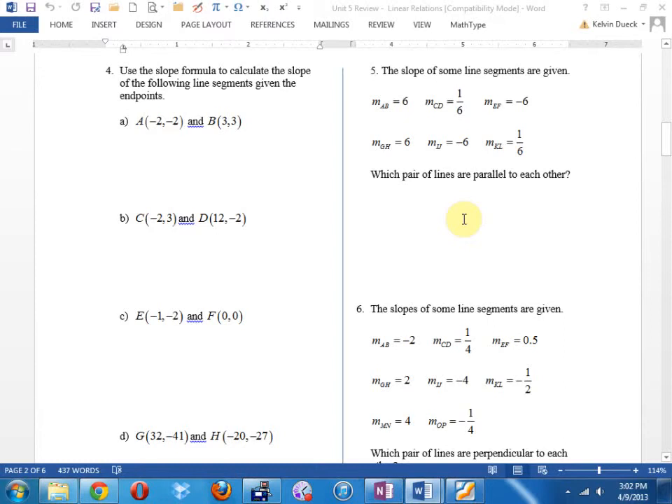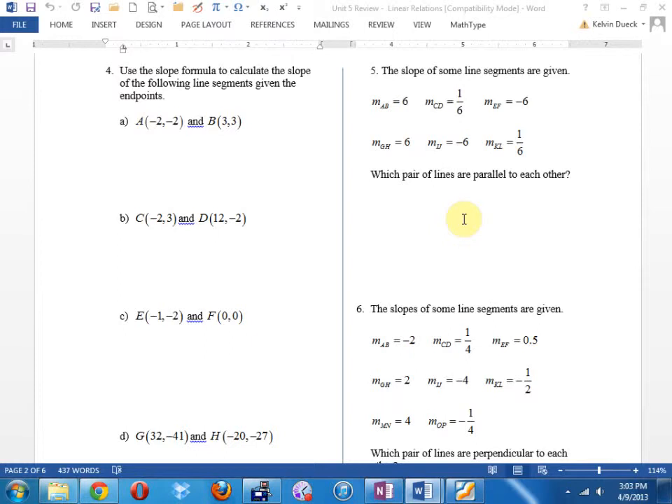I will ask you some questions involving parallel and perpendicular slopes. So you need to know that parallel lines have the same slopes. Perpendicular slopes have negative reciprocals, opposite and flip it. So change the sign to positive or change the sign to negative if it was positive and flip it.